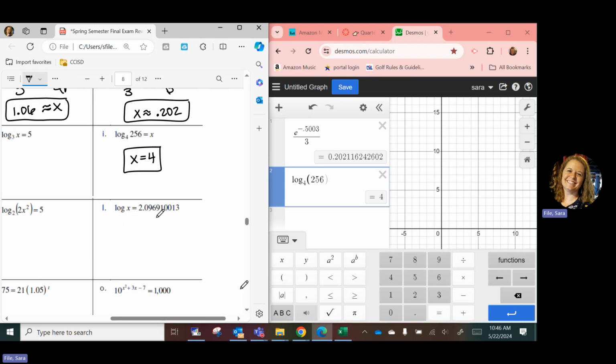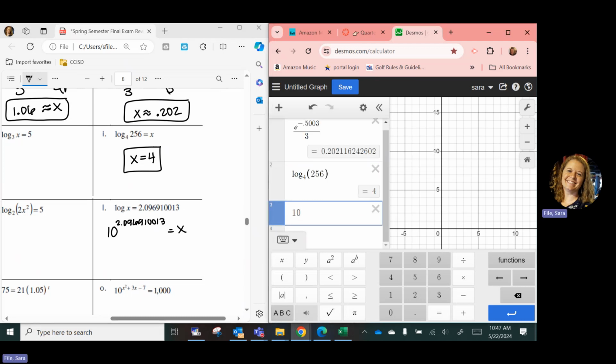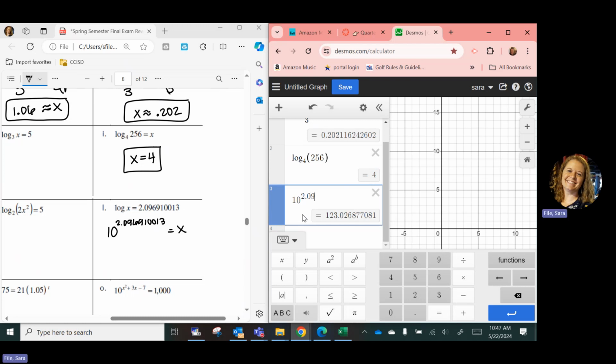Okay, now L, right beneath that, I will have to do a little work. The understood base, if there is no base, is a base 10. So this is 10 to this power equals x. So I'm just going to type in 10 to the power of this long decimal, 2.096910013. And that tells me approximately, so it's 124.9 repeating.